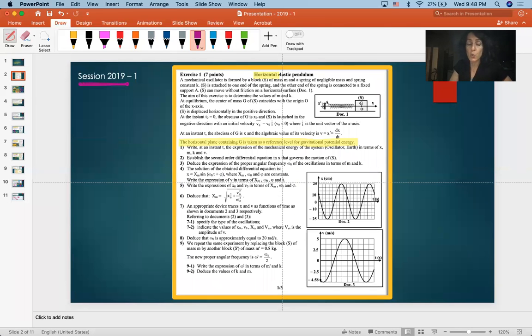So this is session 2019-1. It's exercise number 1. I picked this problem because it deals with a simple horizontal elastic pendulum with a bit of graph skills. In my next video, probably I'm going to take a horizontal elastic pendulum, not using graph skills, using some other methods to follow. See you. Thank you for watching.